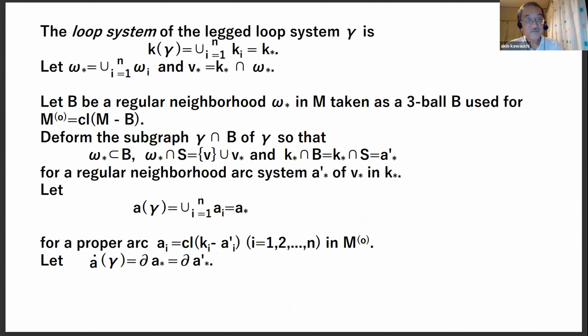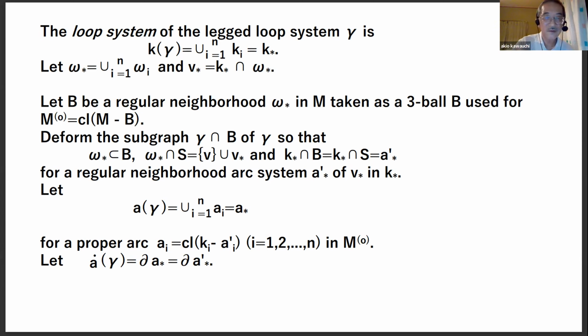The loop system of the rect loop system gamma is just the loop system of gamma, omitting the legs part. Let omega star be the union of the legs omega I, and V star just the intersection of the K star loop system and omega star.